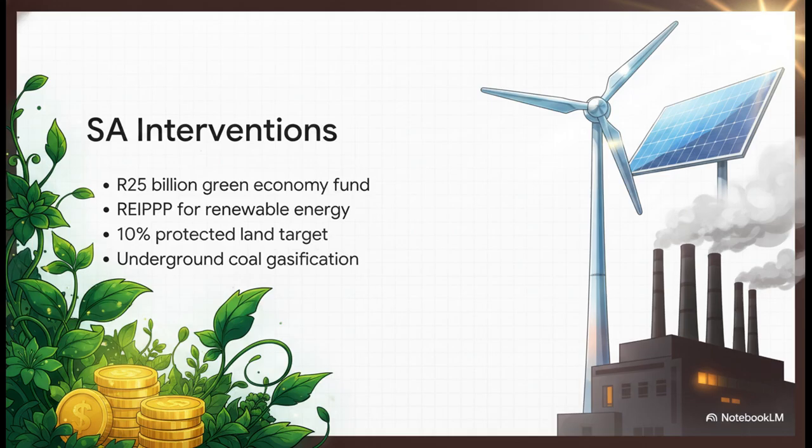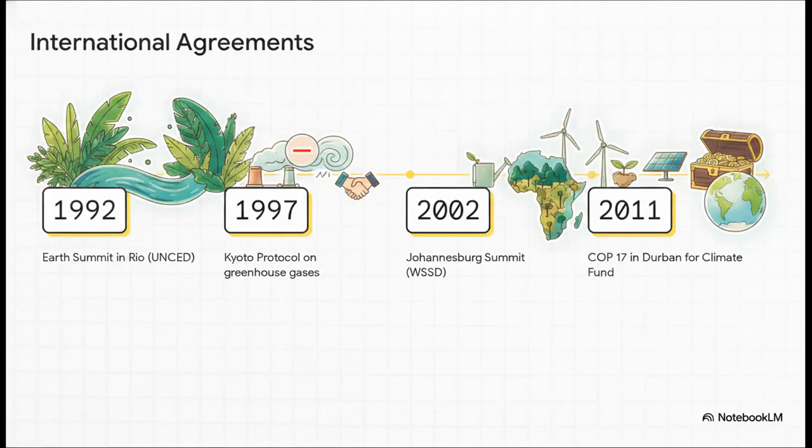But look, you absolutely must acknowledge our challenges too. We have a massive dependence on coal for energy, and the financial cost of transitioning away from Eskom's traditional grid is frankly huge. On a global scale, you've got to memorize this timeline of major international agreements.